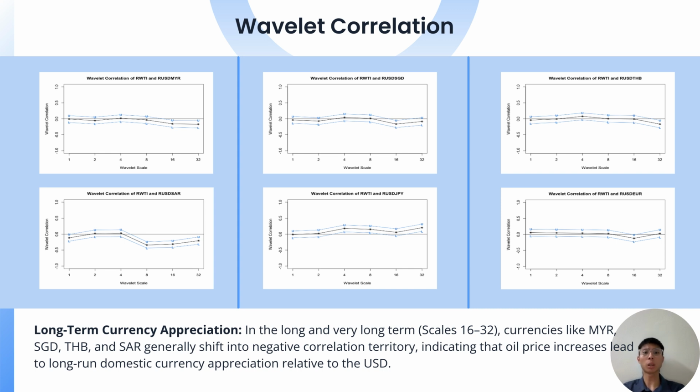This reveals that while short-term daily oil fluctuations have minimal immediate effect, the sustained oil price increases lead to structural appreciation of these domestic currencies against the US dollar over the extended horizons. Interestingly, the major reserve currencies like the Japanese yen and the euro display unique path dynamics, with the yen maintaining a weak positive correlation across most horizons and the euro fluctuating around zero before returning to a weak positive association in the very long run. So in summary, the wavelet analysis demonstrates that energy price transmission through exchange rates is primarily a long horizon phenomenon.